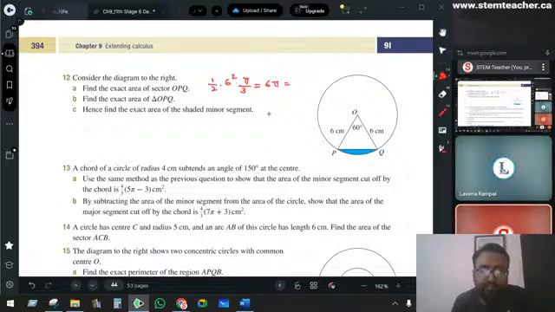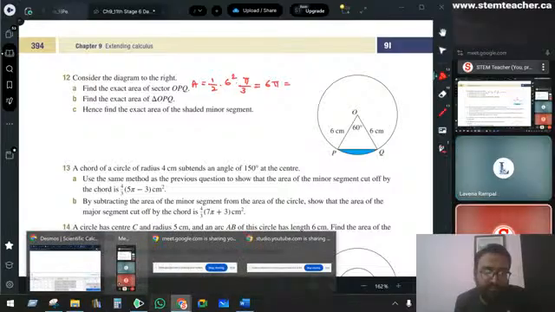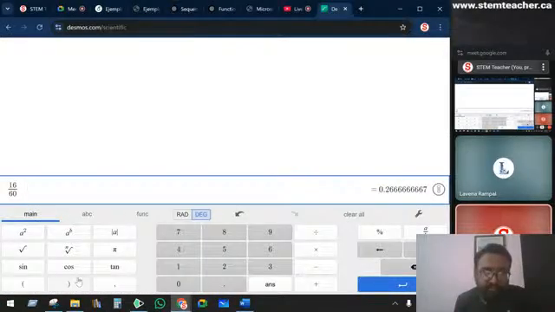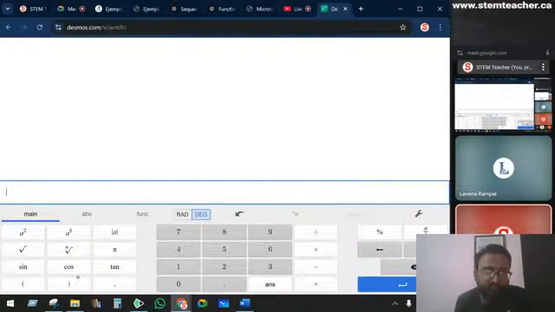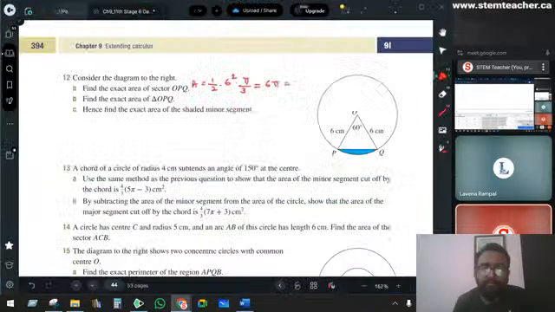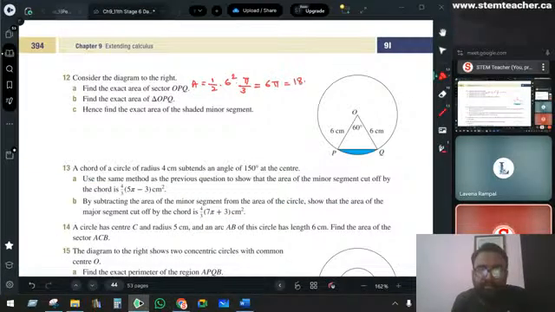3 into 6, and 6 pi. Area is equal to 6 pi. 6 pi is nothing but 18.85, you can take it. It is 18.85.